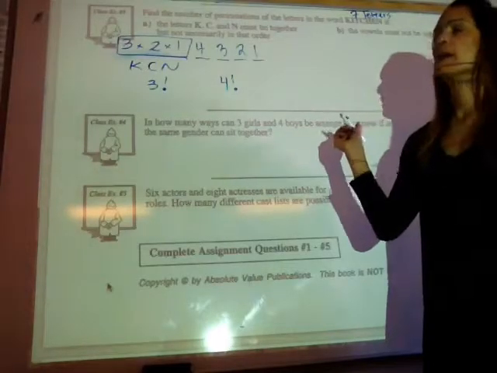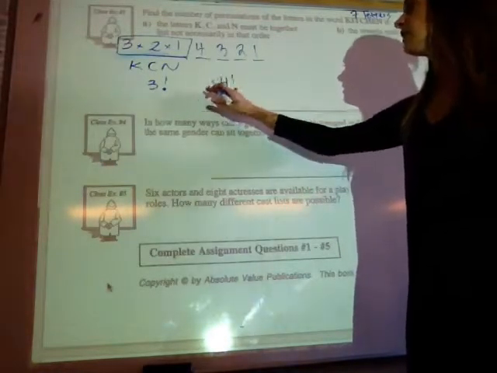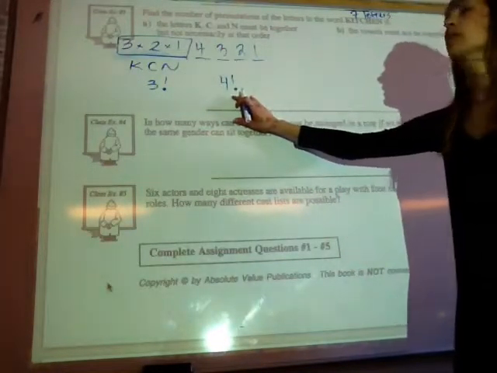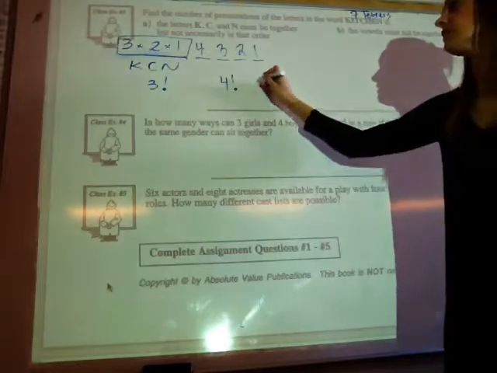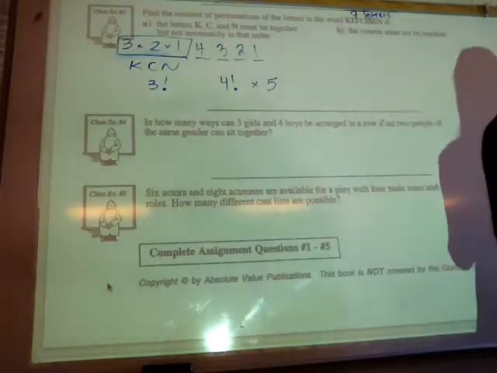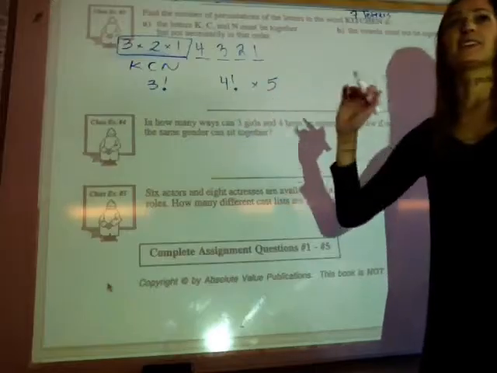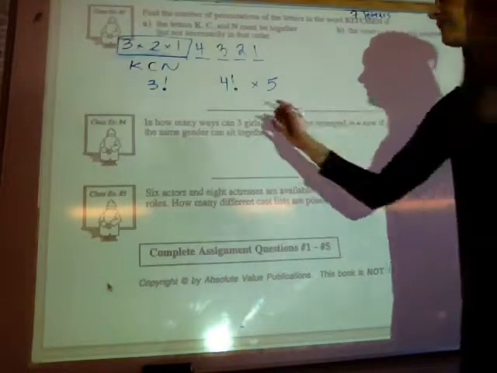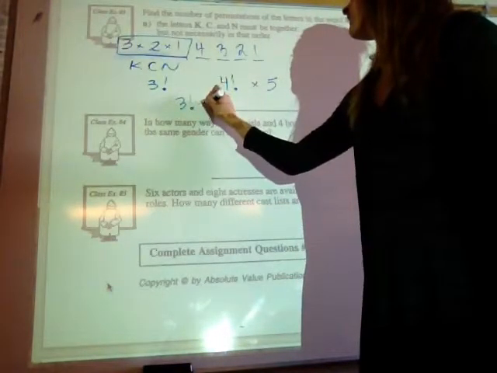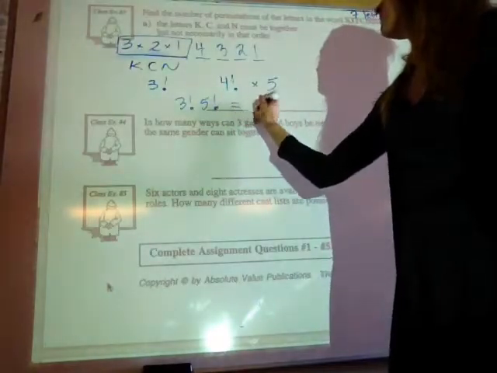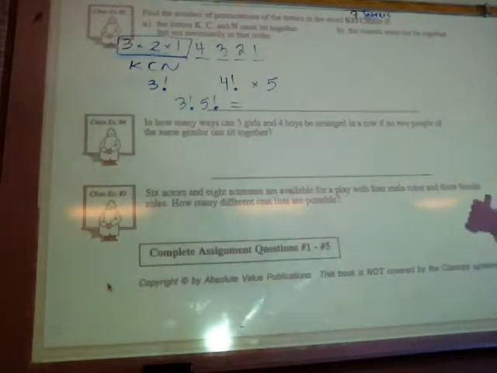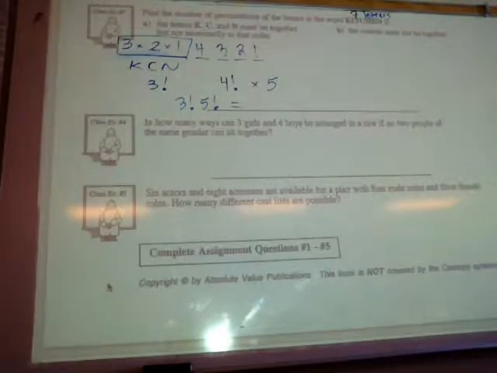Another way to think about this is, you could go 3 factorial times 4 factorial, but there's 5 ways to do it, so you could also just multiply by 5. But what is 5 times 4 factorial? 5 factorial. So 3 factorial times 5 factorial. What do we get? 720?